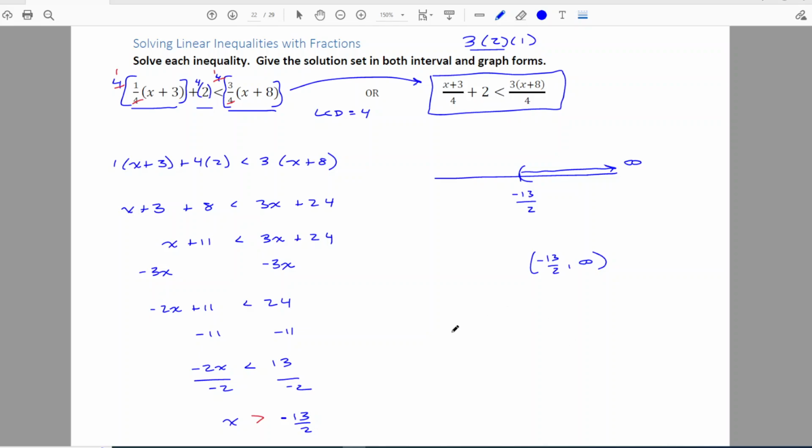And again, if you wanted to check, from here you pick something that is greater than negative 6.5. So let's pick 0. That's a nice one to pick. So I've got 1/4 times 0 plus 3 plus 2. Is that less than 3/4 times 0 plus 8? This would be cool. I didn't choose a very nice one there, did I? So I'm going to do 1 divided by 4 times 3 plus 2, so 2.75. Is that less than 3 divided by 4 times 8? 6. Yes, it is. I'm good.